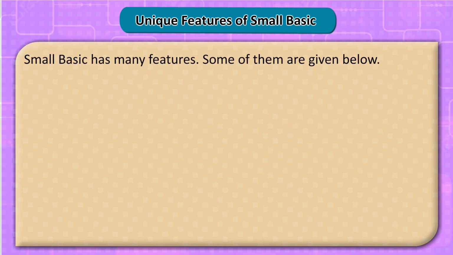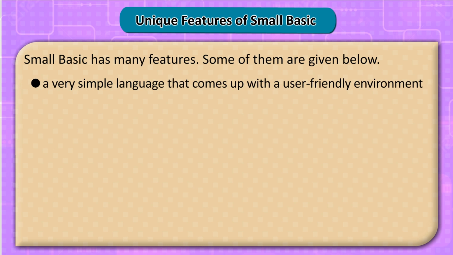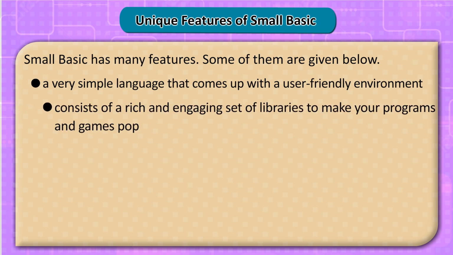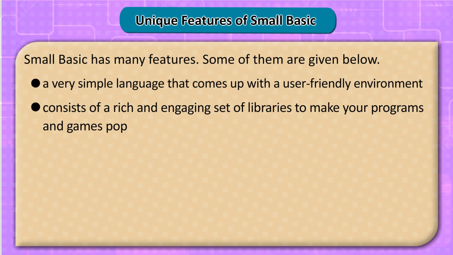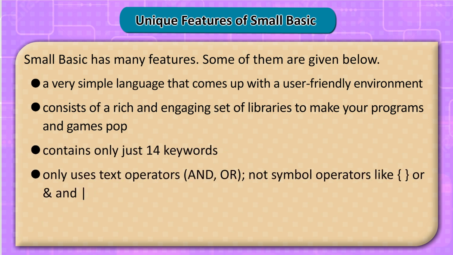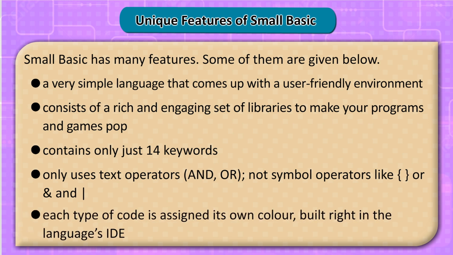Small Basic has many features. Some of them are given below. A very simple language that comes with a user-friendly environment. Consists of a rich and engaging set of libraries to make your programs and games pop. Contains only 14 keywords. Only uses text operators like and, or, not, instead of symbol operators. Each type of code is assigned its own color, built right into the language's IDE.